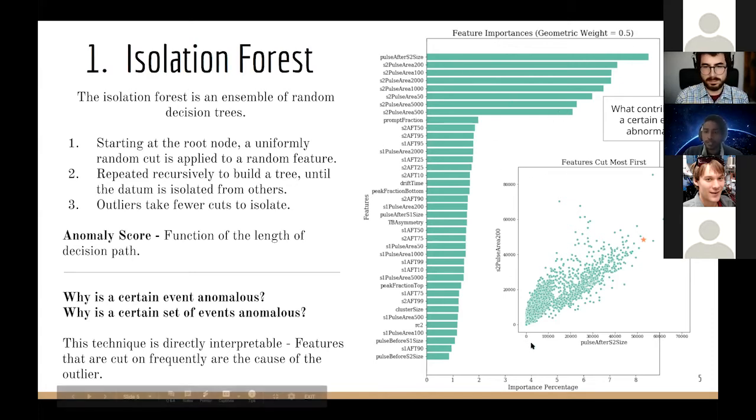And if you plot the distribution of the data in these two most important features, which are pulse after S2 size and the size of the S2 pulse after 200 nanoseconds, you can see that this point is relatively well separated from the others. But these two are not the only features that contribute to the anomaly. It's, of course, a culmination of the other anomalous features.